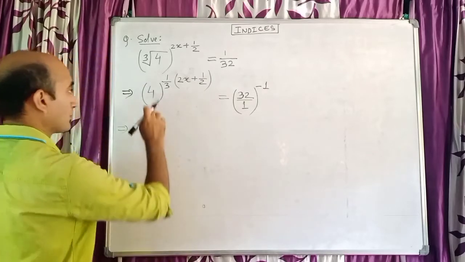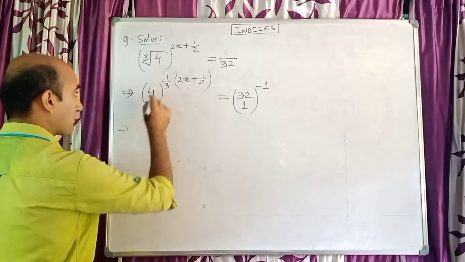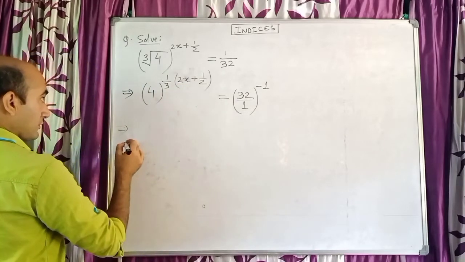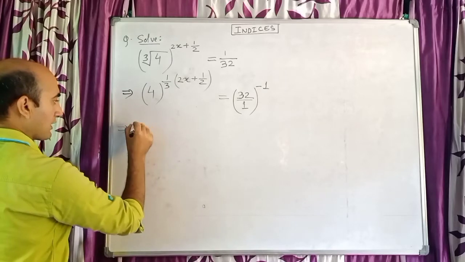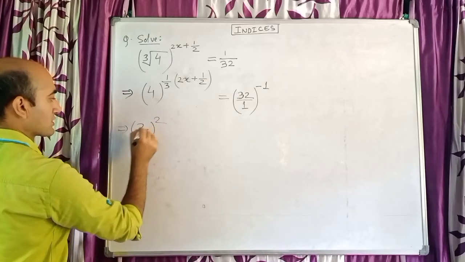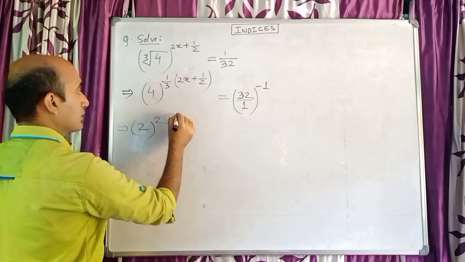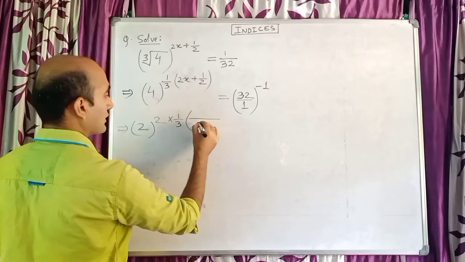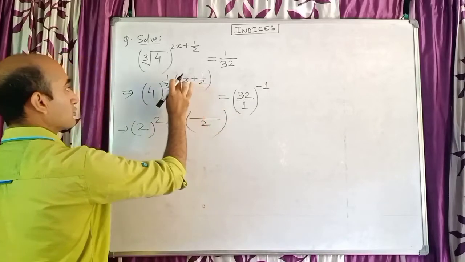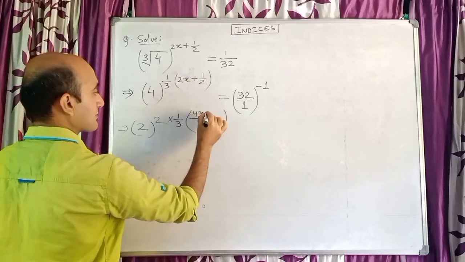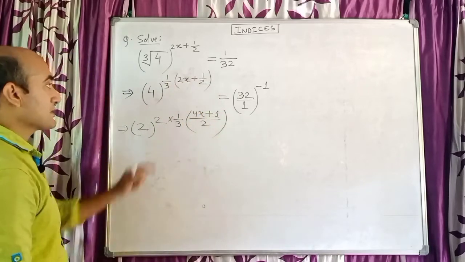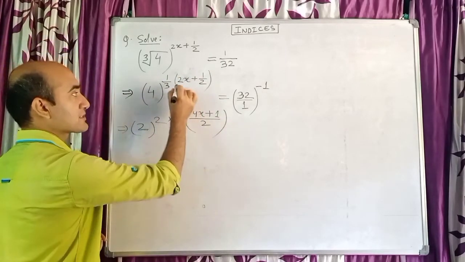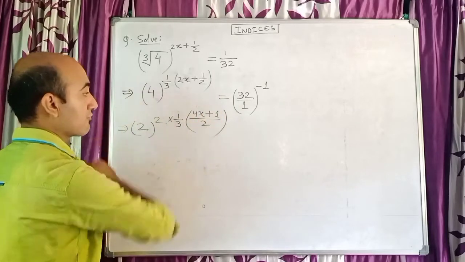Now children, first what you do, you can make it 2 square now only, but before that I want to simplify the power. You write 4 as 2 square, and this you write as 1 by 3, and here you do LCM in the internal power. When you do LCM, this is 2 and this is 2 to the 4x, after LCM 4x plus 1. That means I have done LCM and simplified this to 2x plus 1 by 2. I made it a single fraction and then simplified.